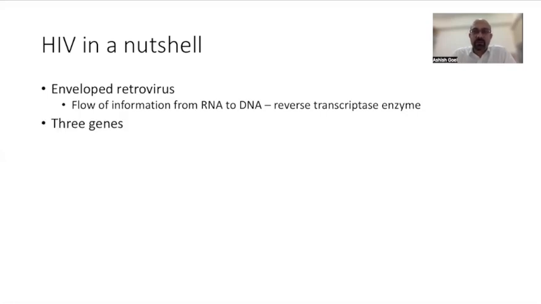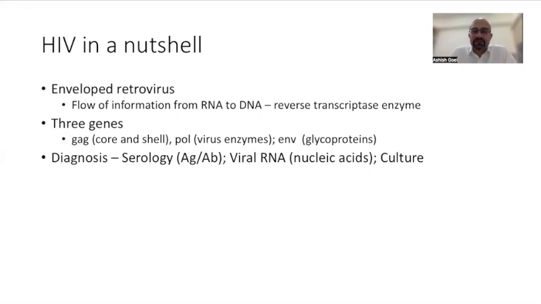There are three important genes in the HIV. These are the GAG, POL, and ENV. The GAG gene is responsible for coding for proteins towards the core and the shell, while the POL gene codes for the virus enzymes, and the ENV gene codes for the glycoproteins as part of the envelope or the membrane.